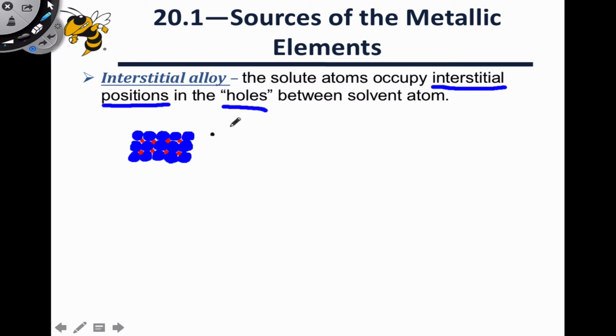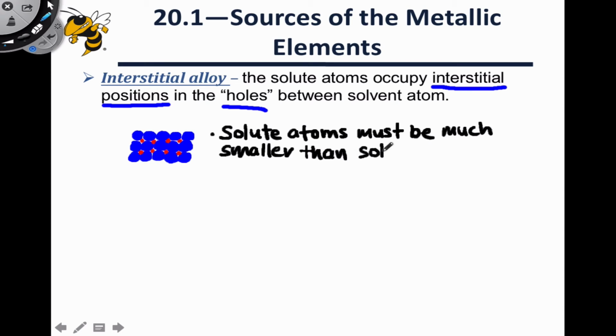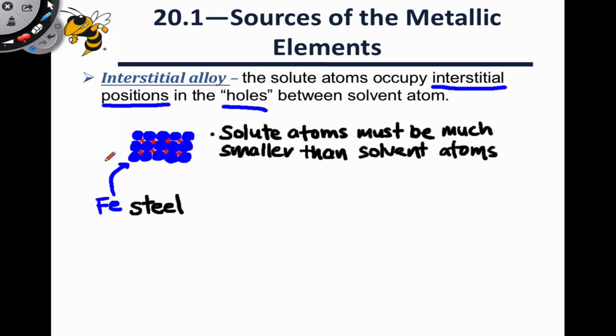The key condition here to form an interstitial alloy is that the solute metal atoms must be much smaller than the solvent metal atoms. In fact, they need to be small enough that the crystal structure of the solvent metal atoms is not disrupted significantly by the introduction of these atoms in the interstices. A great example of an interstitial alloy is steel. In steel, the solvent atoms, that is, the larger atoms that form the broader crystal structure, are iron, and the interstitial atoms, which are much smaller, are carbon.